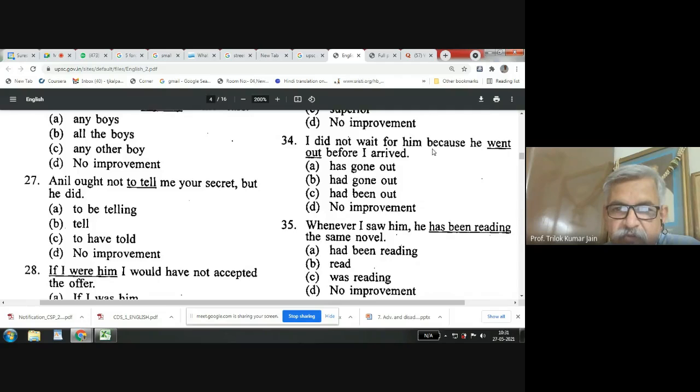I did not wait for him because he went out before I arrived. I did not wait for him because he had gone out. We have already discussed: whenever I saw him, he has been reading the same novel. Whenever I saw him, this is past tense, right? So the sentence cannot have present perfect, it will be past perfect. The correct sentence is A. Whenever I saw him, he had been reading the same novel.